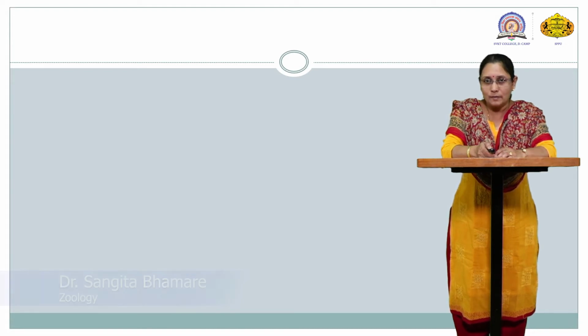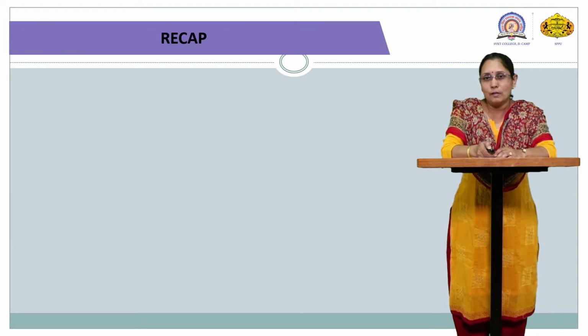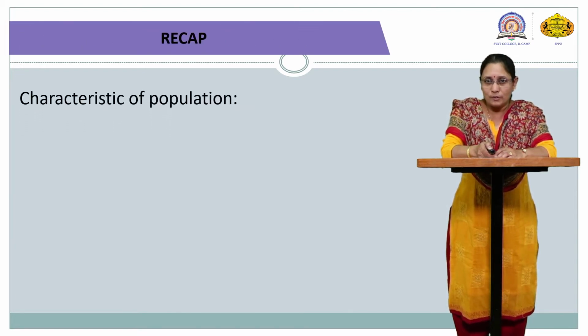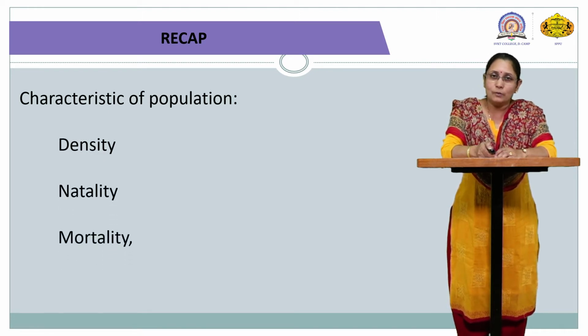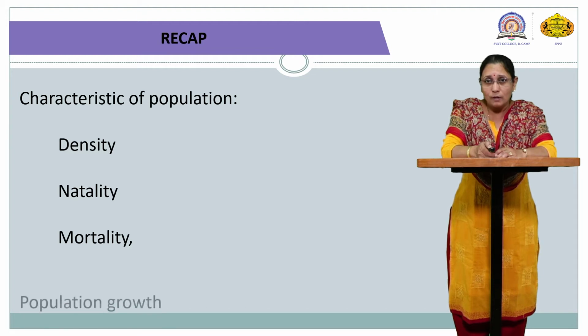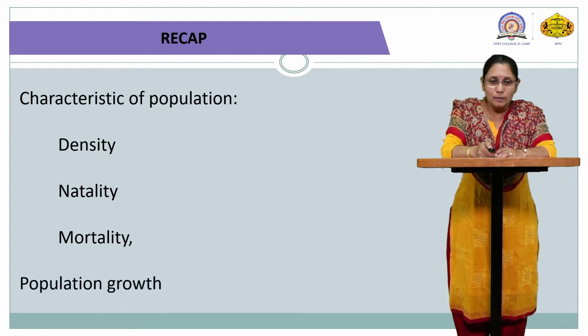College, Deolali Camp, Nasik. In the last lecture, we saw the characteristics of population. We discussed population density, meaning how one can calculate and analyze a population when we are interested in this topic. Then we saw how the birth rate, which is nothing but natality, and the death rate, which is nothing but mortality, affect the population density.